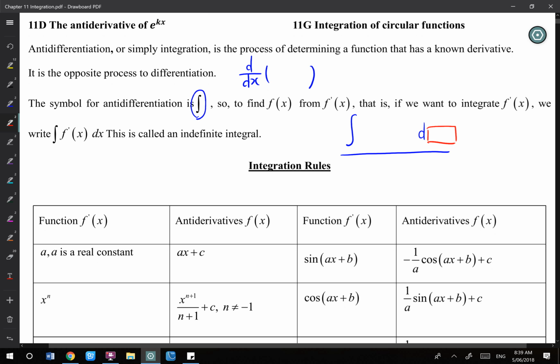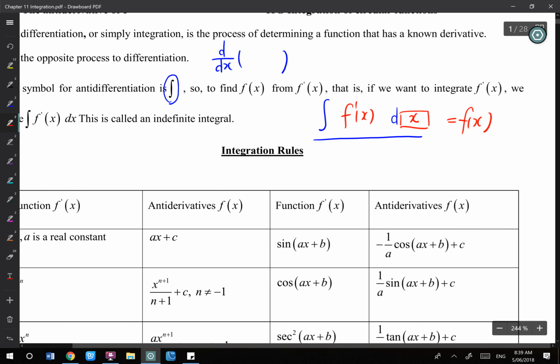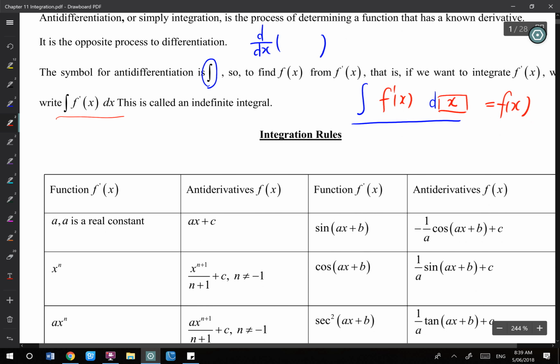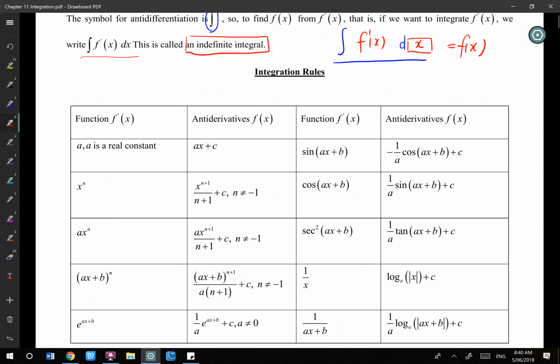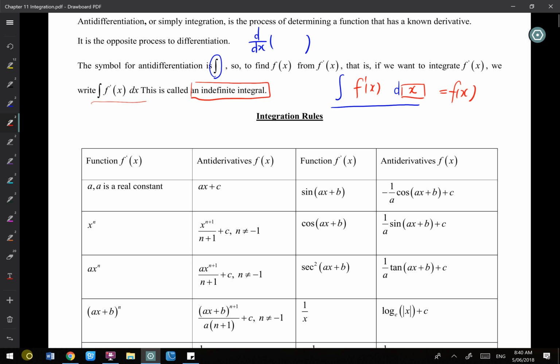So find f(x) from f'(x). Basically, the anti-diff of f'(x) dx will give you f(x). So it's the opposite process. If we want to integrate f'(x), we have to write this. It is called an indefinite integral. We'll talk about definite integral later. This is called indefinite integral. So you know it's an opposite process. Then let's talk about this.